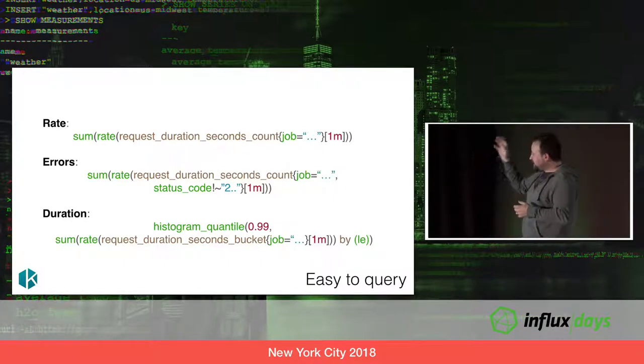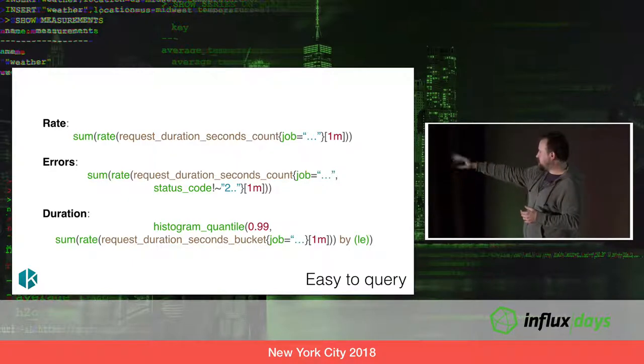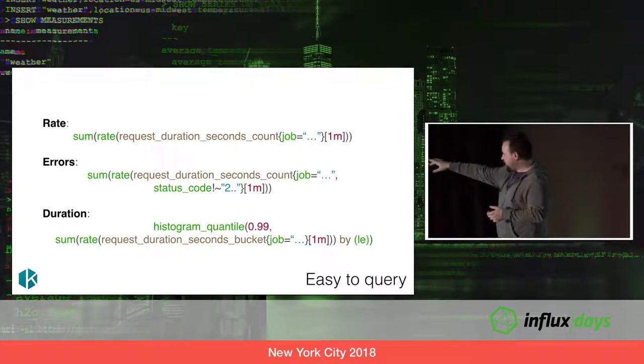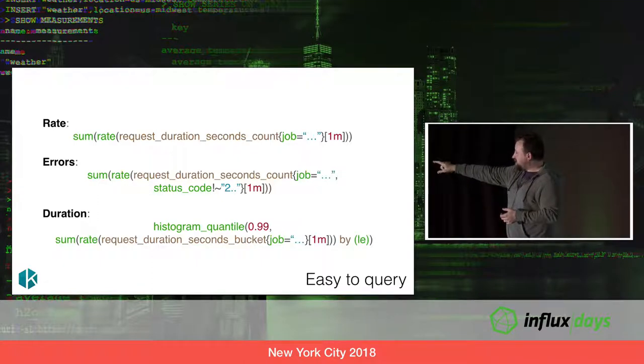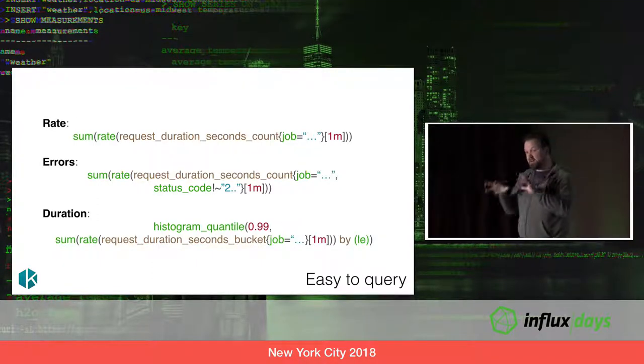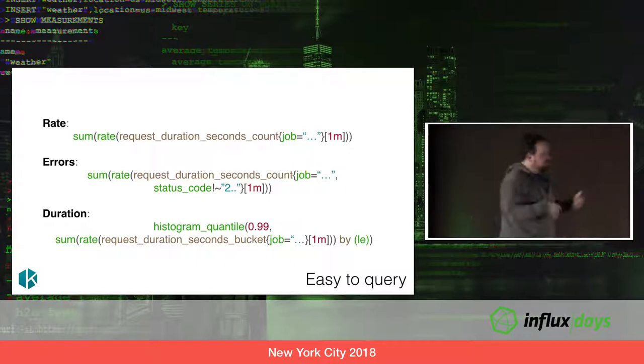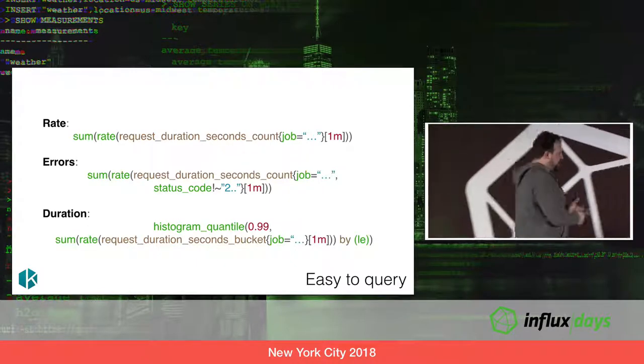For error rate, basically the same thing. This is the actual rate of errors as an absolute number. I like to divide that by the request rate, so I get it as a percentage. And here you can see we've applied an extra filter that's basically said, please return me all the request duration seconds count time series where the status code doesn't match the regular expression 2.. So this is assuming HTTP-like error codes.